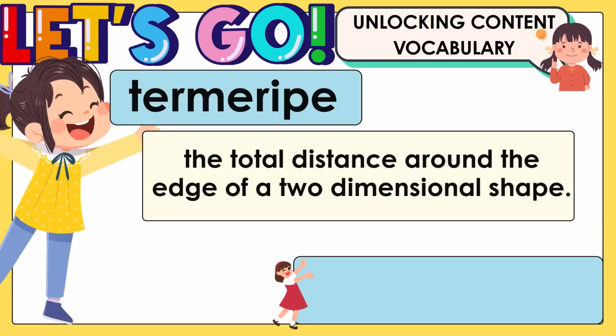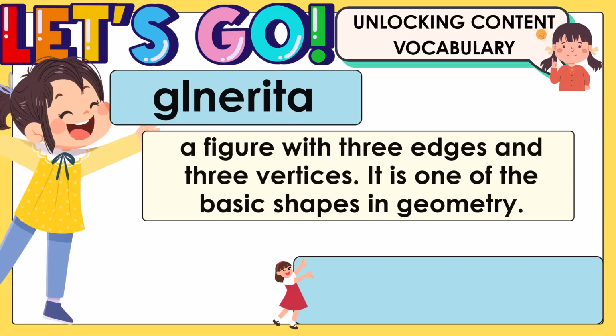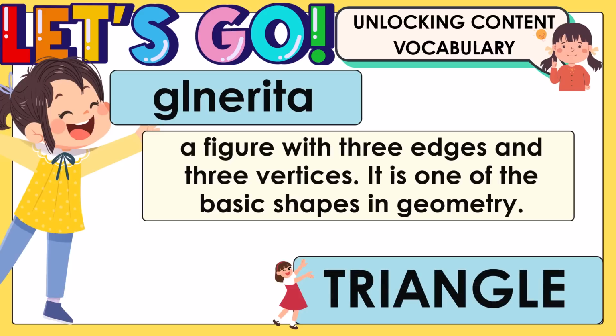Unlocking content vocabulary. Let us arrange the jumbled letters. First, the total distance around the edge of a two-dimensional shape. The answer is perimeter. Second, a figure with 3 edges and 3 vertices. It is one of the basic shapes in geometry. The answer is triangle.